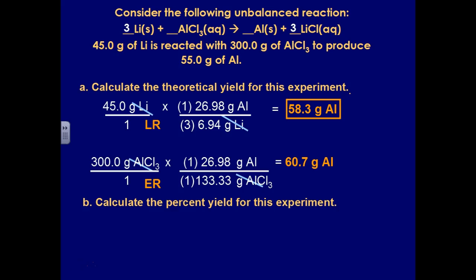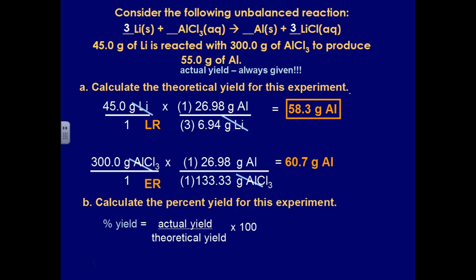Part B asks us to calculate the percent yield. Percent yield, if we review, is actual over theoretical. You may remember that I told you actual comes from data collected in lab, but in a problem like this I would have to give you that information. And so that's why back at the problem that we started with, I told you how much aluminum was made, 55 grams. Right? You have to be given that.